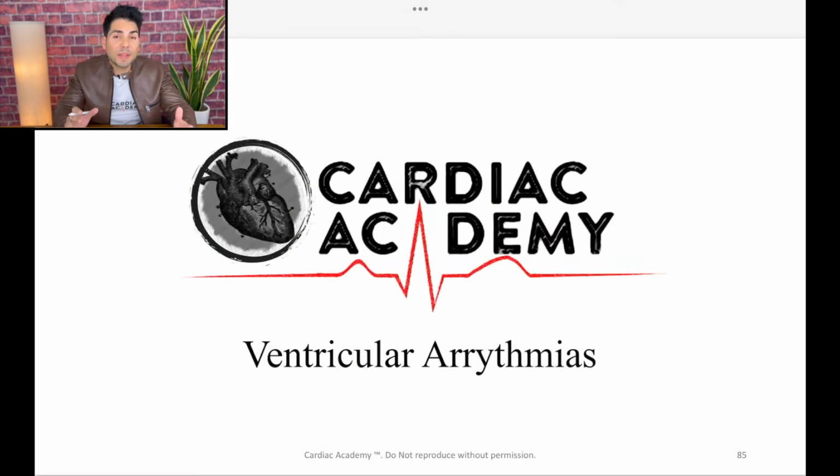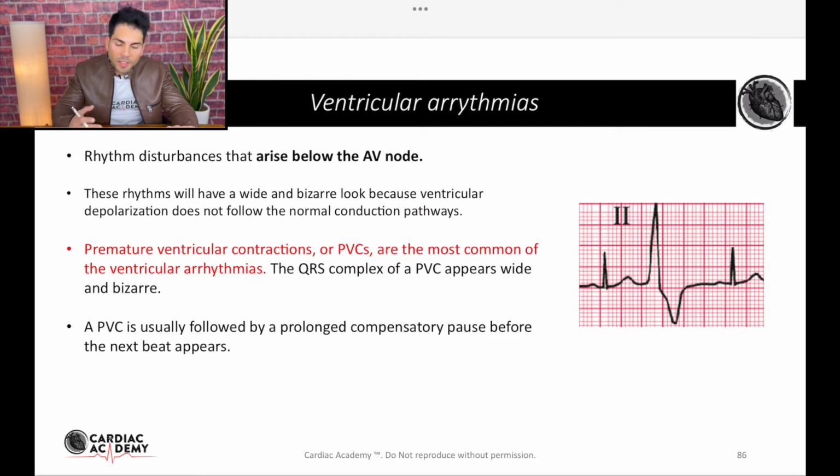Okay my friends, let's talk about ventricular arrhythmias. Ventricular arrhythmias are any rhythm that develops below the AV node. In the previous lectures, everything was supraventricular, above the AV node, with the exception of the junctional rhythms, which came at the level of the AV node. In this lecture, everything is below the AV node, okay? So it's ventricular. The most common arrhythmia that you're going to encounter are the PVCs, or the premature ventricular contractions, okay?